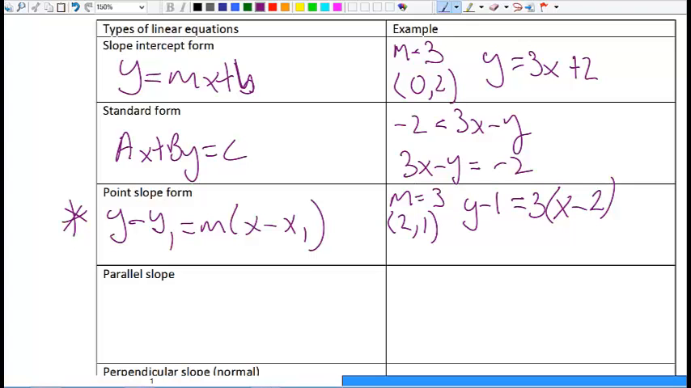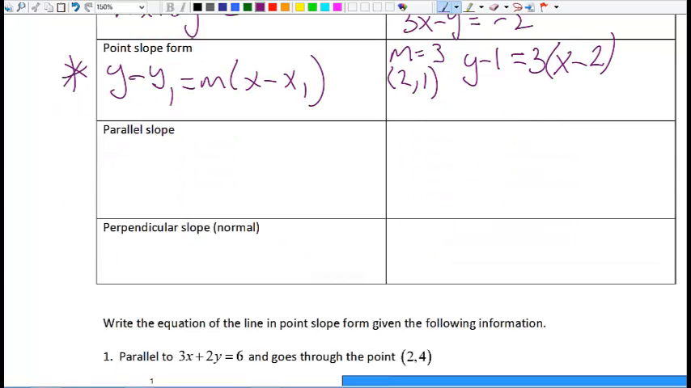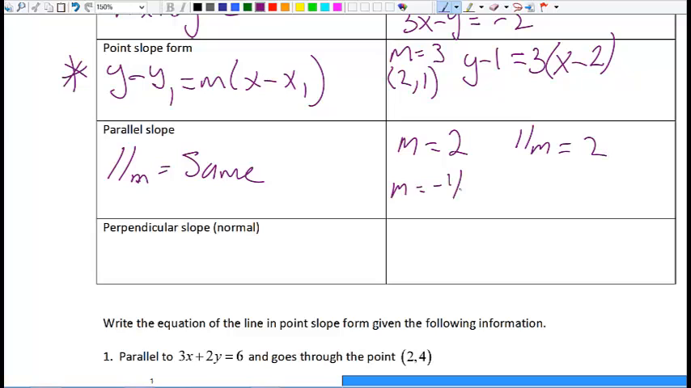Two other concepts I want to review, and then we'll look at some practice problems. Parallel slope. The symbol for parallel kind of looks like an 11, though it's not really. The way to remember parallel is that it's the same slope as the original slope. So if I give you a slope of 2, the parallel slope would also be 2. If the slope of one line is negative a half, the parallel slope would also be negative a half. Which is why we say parallel slopes are the same.